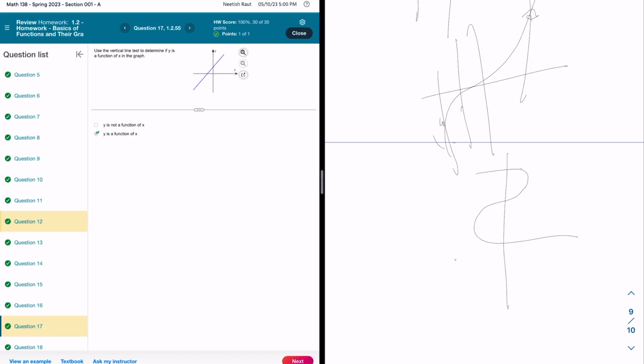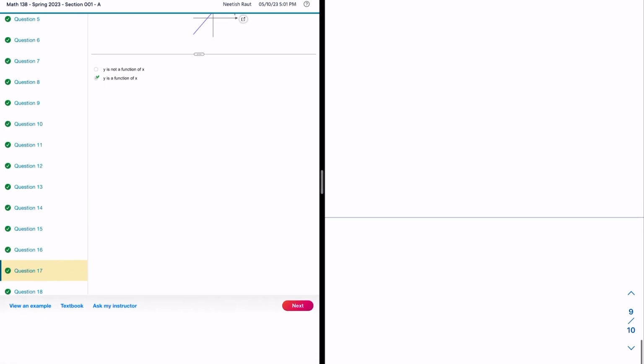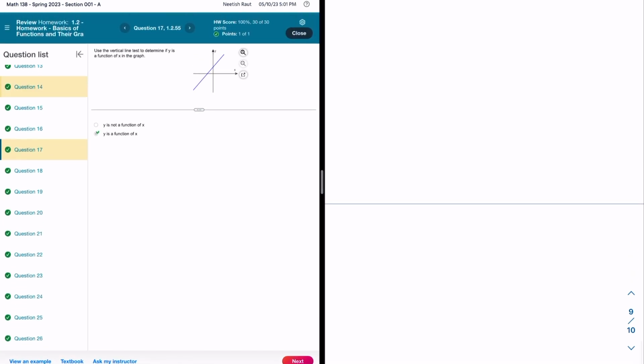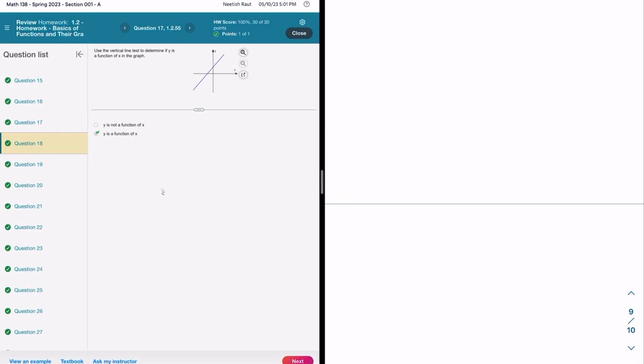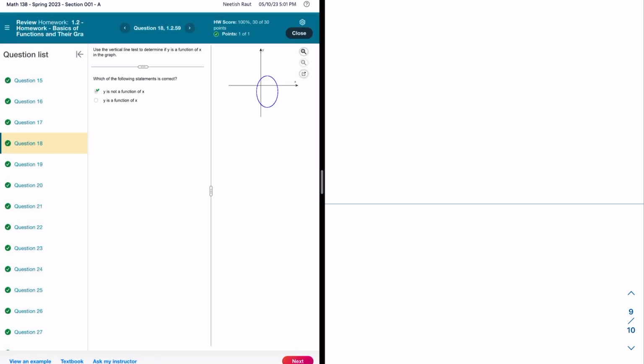Is this a function? 1, 2, 3 times. So this is not a function. You got it right. Question number 18. Use a vertical line test. Draw a vertical line. It touches 2 times, so it is not a function.